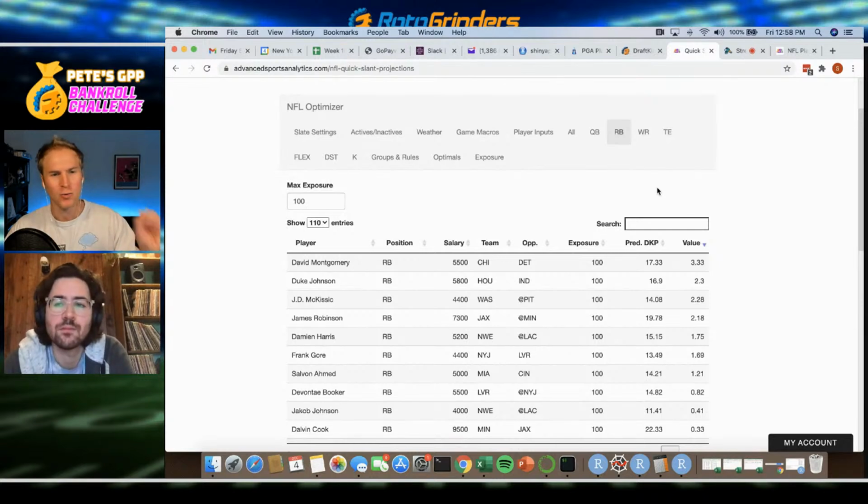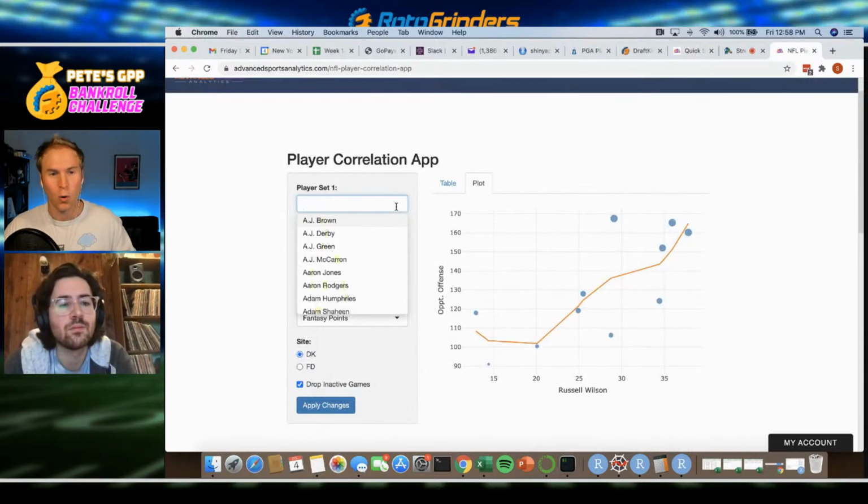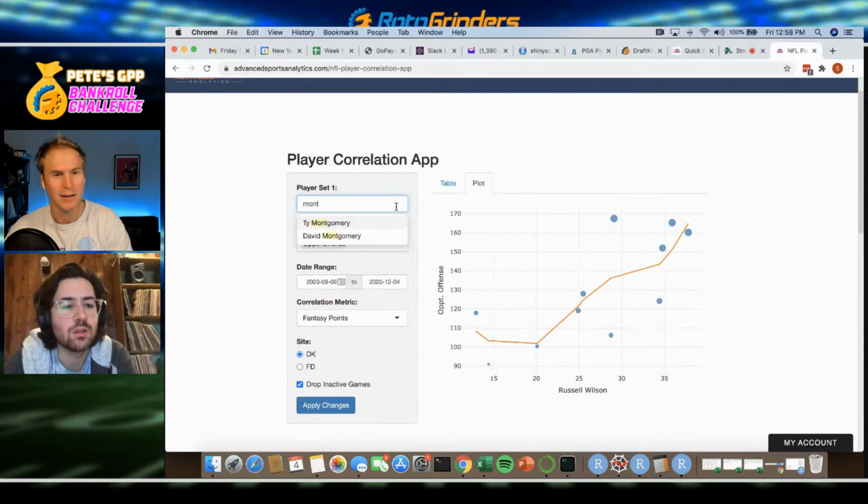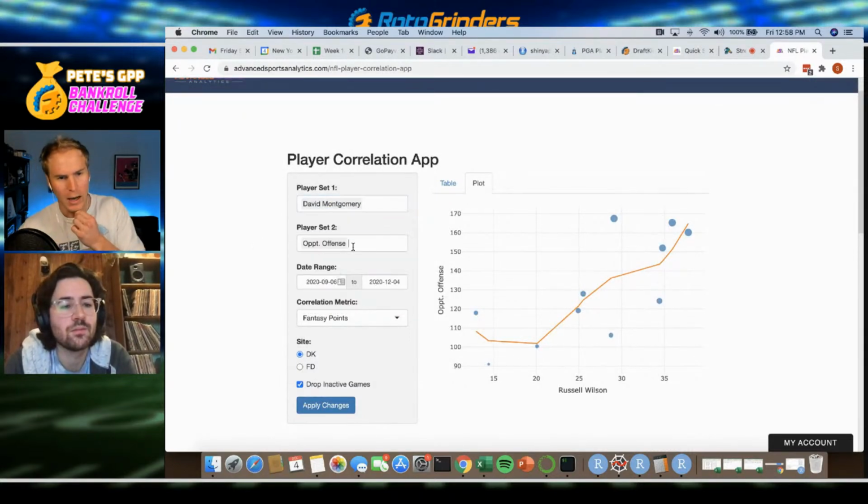So if I threw that stack at you and we are starting to consider, hey, can I use David Montgomery in a stack here? Or do we want to go to these ancillary pass catchers? How would we start figuring out how to build our Bears stack?